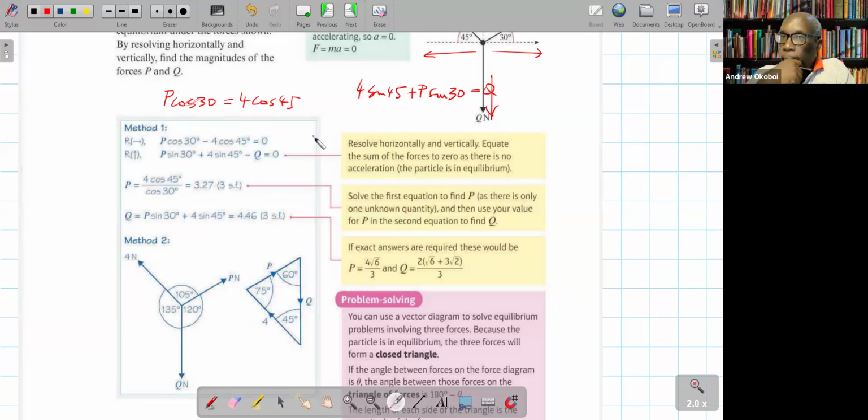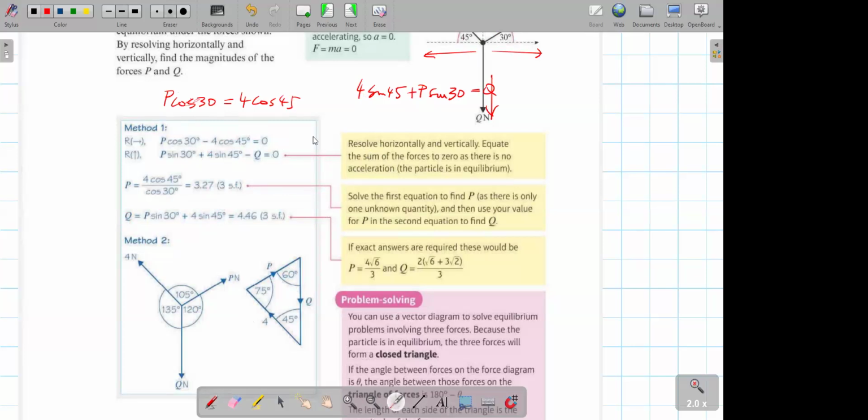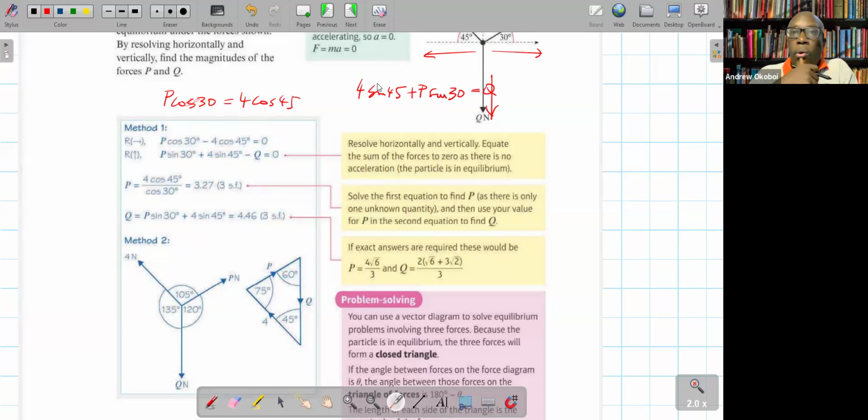Yes, Hannah. So can they ask us, like in a question, specifically to use Lami's method? No, they won't. They will want you to learn it. And by the way, Lami's method only works when there are three forces. If there are two, it doesn't work. If there are four, it doesn't work.